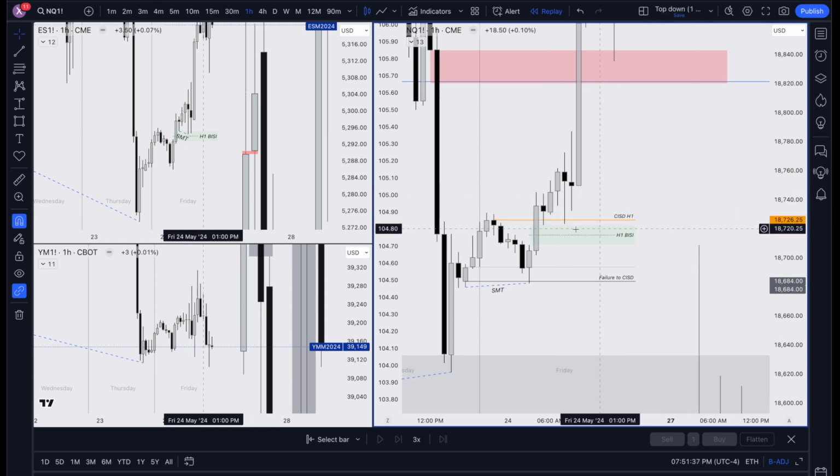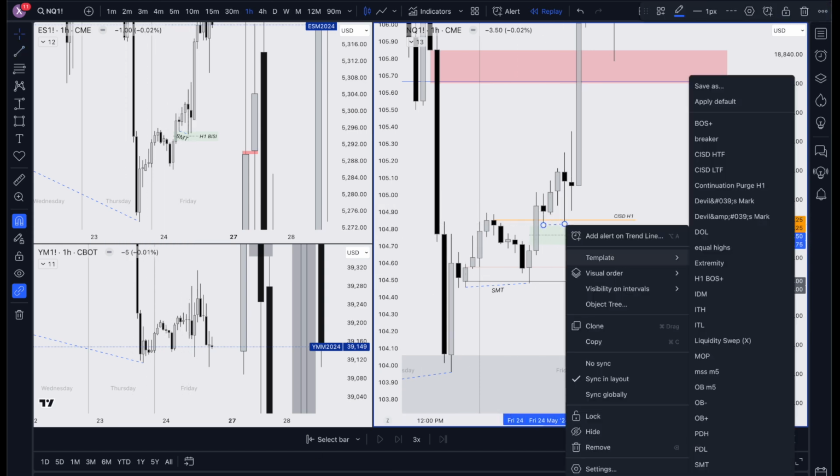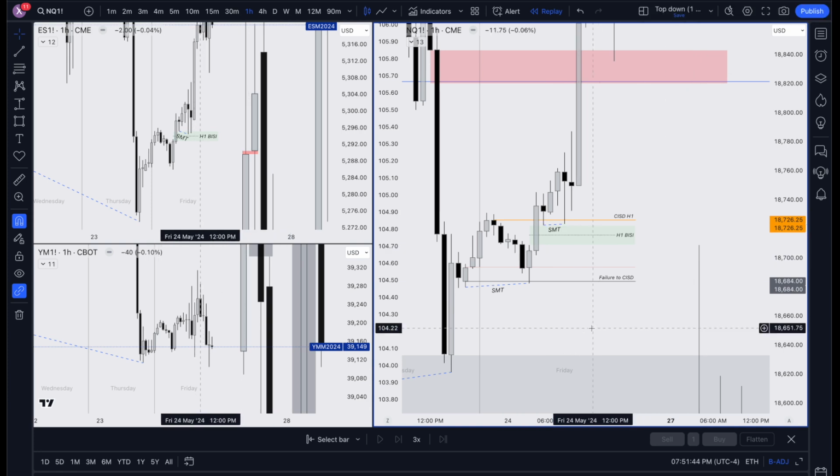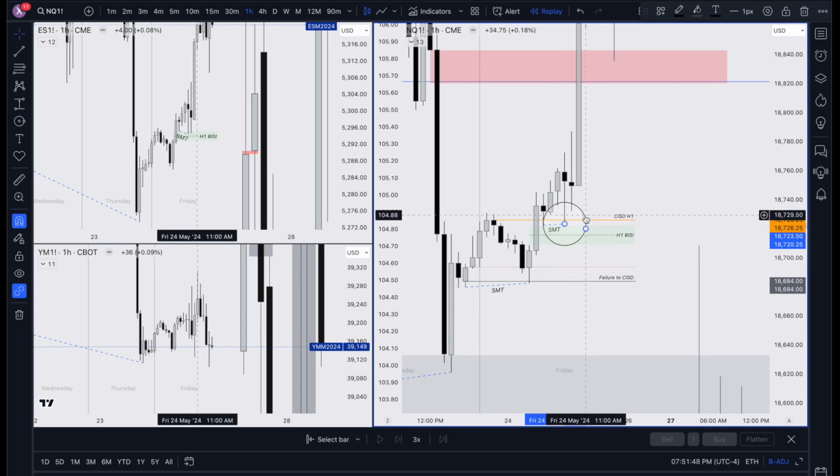Here's my CISD. Look at my SMT forming inside of what I call, right? And I talked about this with Menacee or Gabe. His name's Gabe or Gabriel. This is our context area.